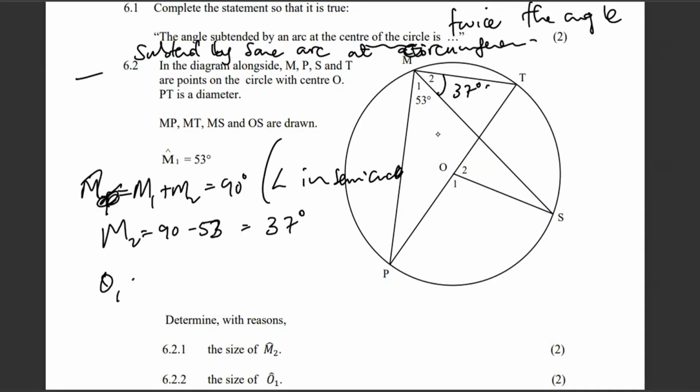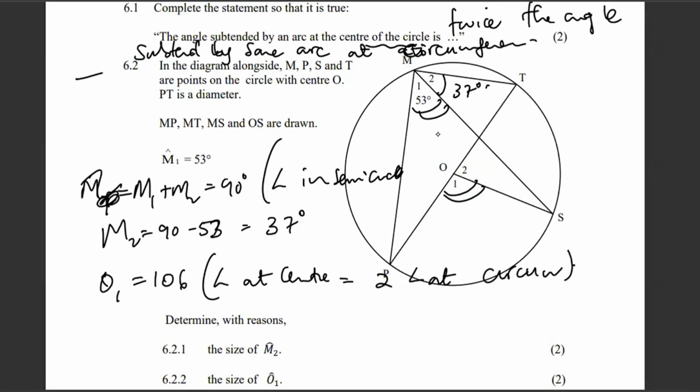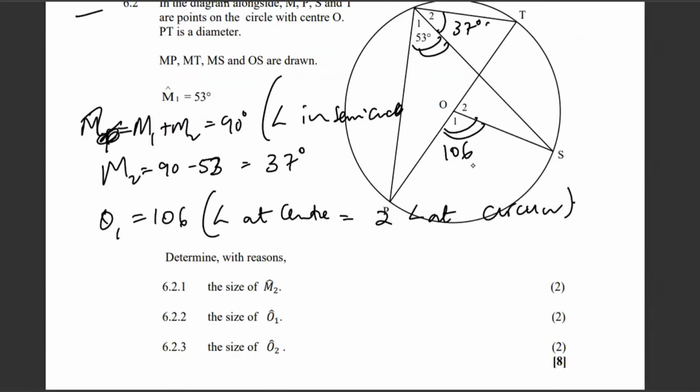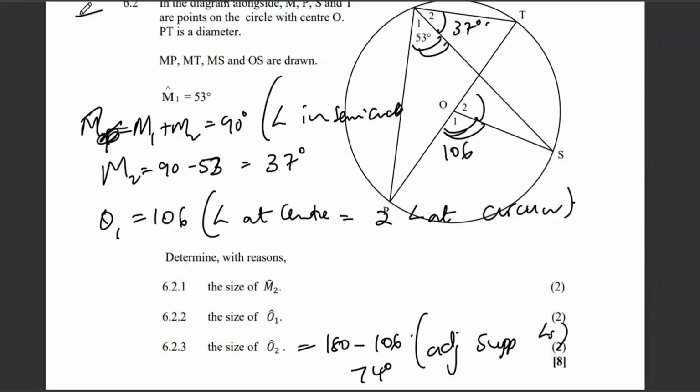Good. Then they want us to get O1. So this is the angle at the center. It must be twice the angle at the circumference. So O1 is 106. Angle at the center is twice angle at the circumference. Then that's 106 done. We move on. They want us to get O2. So O1 and O2 are lying on the same straight line. So it's going to be 180 minus 106, which gives us 74. Reason: these are adjacent supplementary angles. So you can tell us that these are angles on a straight line.